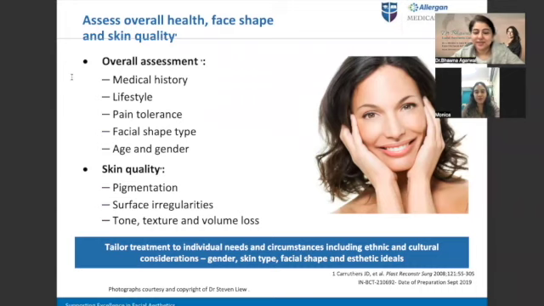Sure. So you need to tailor-make to the individual need. You need to tailor down individual needs, their circumstances, their ethnic and cultural considerations, skin type, gender, facial shape, aesthetic requirements, etc. And then that is how you plan your treatments accordingly, right?